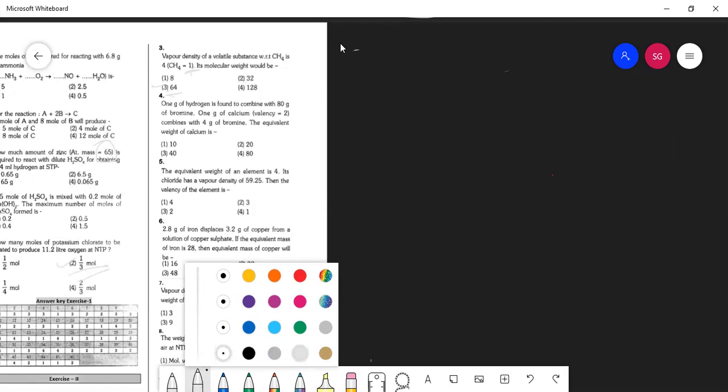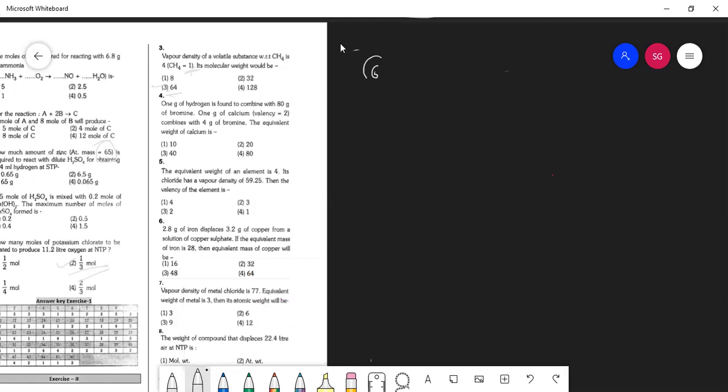Question 6 and question 4. Okay, we'll solve the 4th first. What is given? 1 gram of hydrogen is found to be combined with 80 gram of bromine.